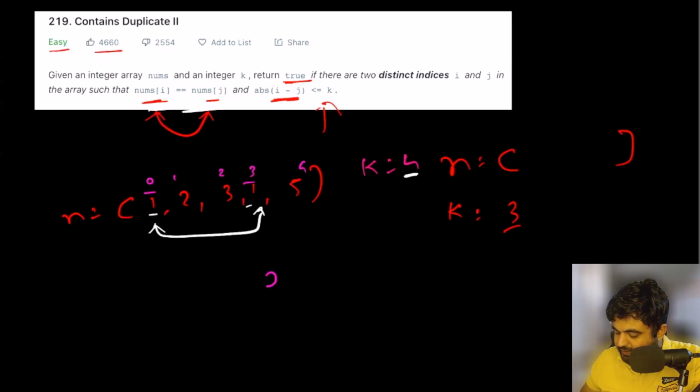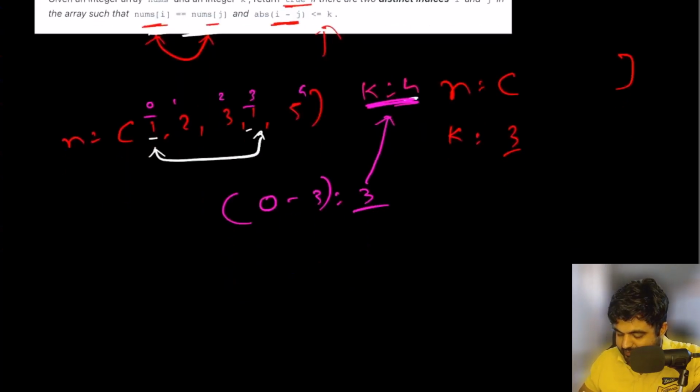If we do the difference 0 minus 3, we need to do the absolute difference, so the answer is going to be 3. 3 is less than the value of 4, which means this one contains duplicate values that are not more than 4 elements away from each other. So in this case we are going to return true.